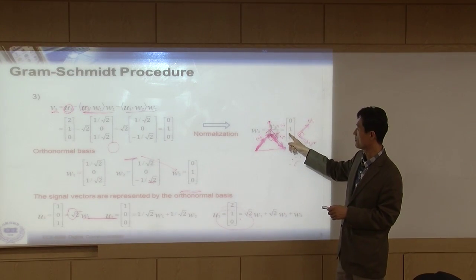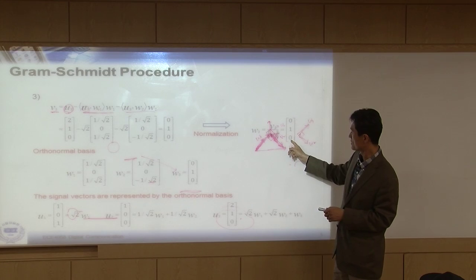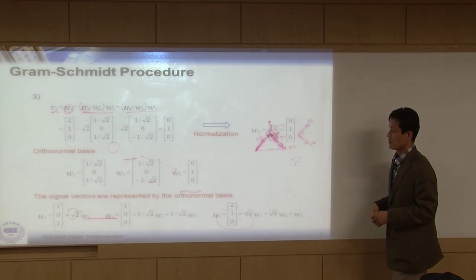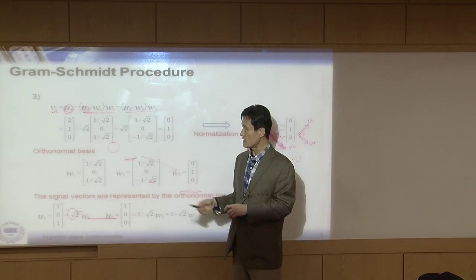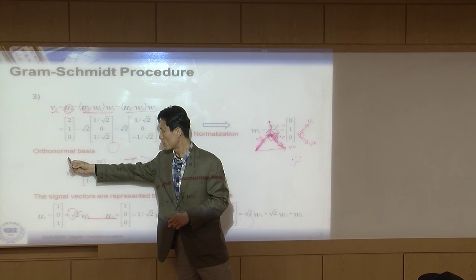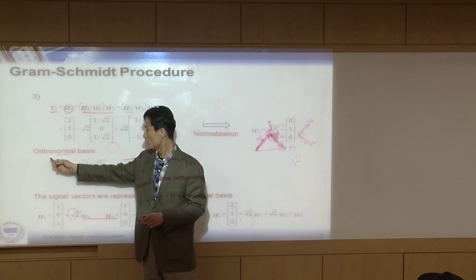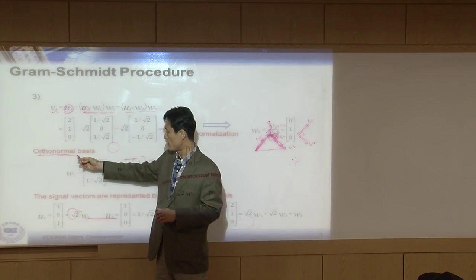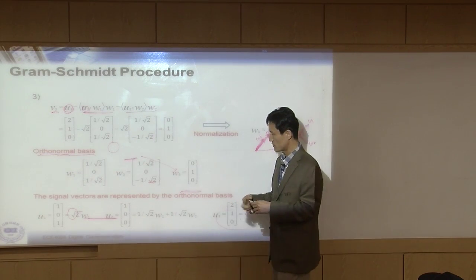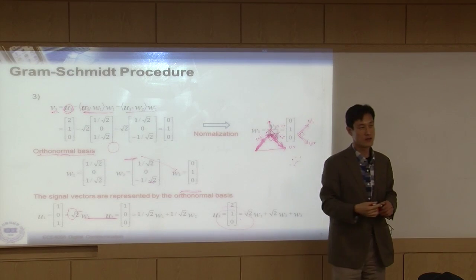So we're going to get the same 0, 1, 0. That's going to be W3. So finally, that's the answer. That's what we call orthonormal, because this has amplitude, or norm value, of 1. So that's an orthonormal basis. We now have these three bases.